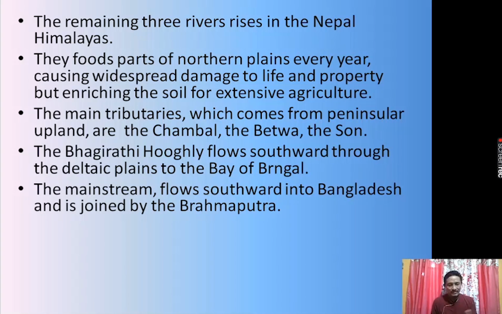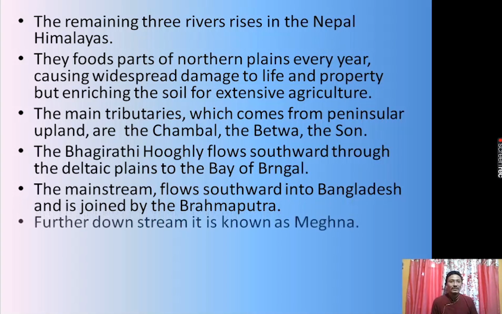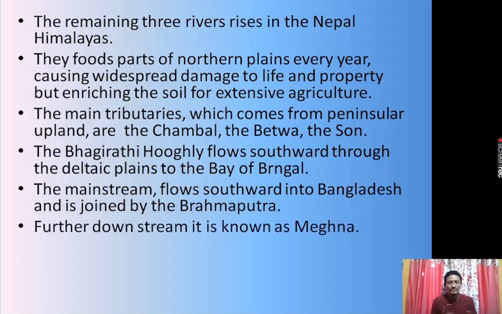So here we know that the river Ganga, right, joins with the river Brahmaputra, right, in Bangladesh. And that's how it becomes very massive in terms of volume. Further downstream it is known as Meghna.